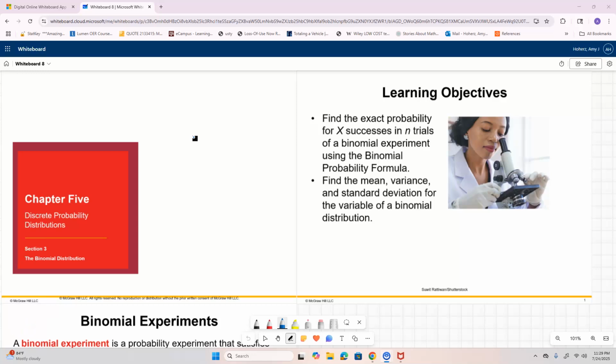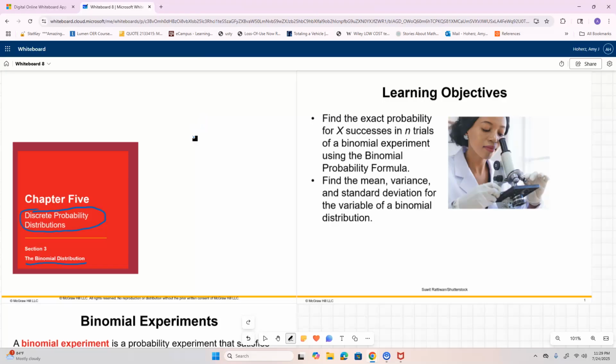Hello, we are going to finish up Chapter 5 with this video. Chapter 5 only has 3 sections, so this is our last section for Chapter 5. We're still working on discrete probability distributions, and in this section we're going to talk about a very fundamental concept in probability and statistics called the binomial distribution.